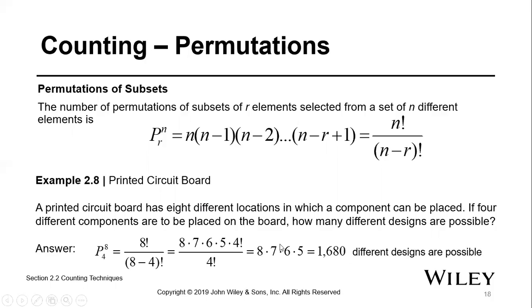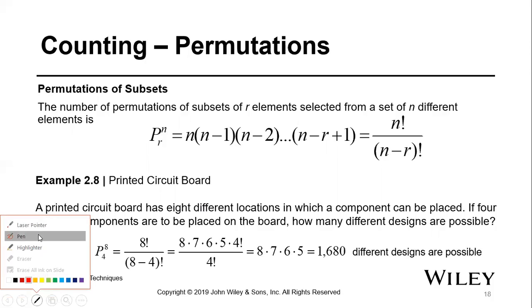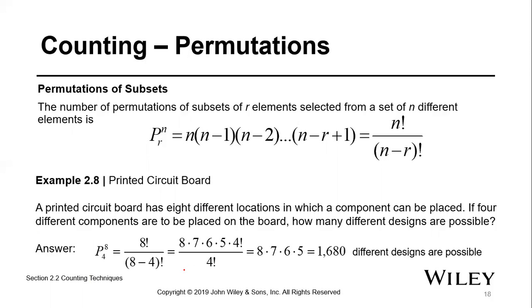When you actually solve this mathematically, we're going to convert this into, it's technically converted to 1 times 2 times 3 times 4. I mean, that's what we have here. It's 1 times 2 times 3 times 4. And this is 1 times 2 times 3 times 4 times 5 times 6 times 7 times 8. So what ends up happening is this and this both cancel each other out, leaving the 5, 6, 7, 8, which gives us 1,680 different designs.